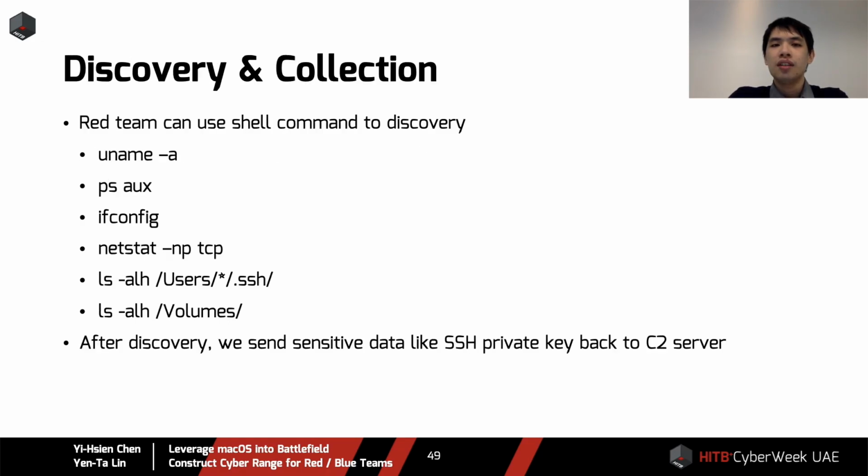With a C2 server, the red team can use shell commands and screenshots to do some discovery on the victims. We collect a lot of commands we can use on macOS, such as uname, ps, ifconfig, and netstat. The red team can use them to have a quick look at the victim and collect some credentials. After discovery, we can send sensitive data like the SSH configuration file and SSH private key back to the C2 server.